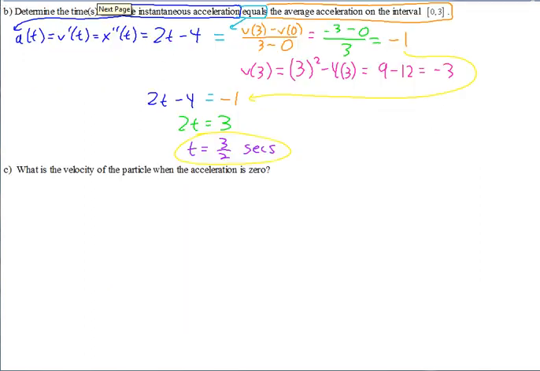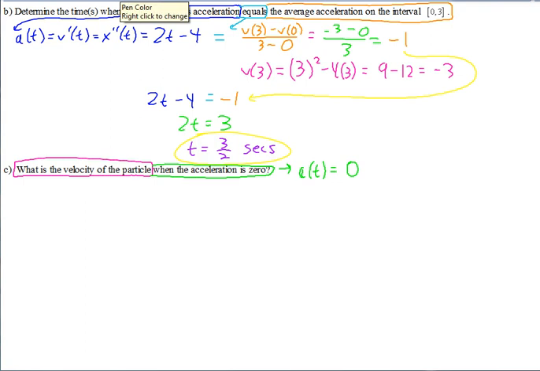Now, let's take a look at what is the velocity of the particle when the acceleration is 0. So this is another one of those 2-part questions. We want to know the velocity of the particle specifically when the acceleration is 0. So the first thing we need to know is when the acceleration is 0. Let's set the acceleration function equal to 0. That's 2t minus 4, we got it right here. So when is that equal to 0? Well, I can add over the 4, you get 2t equals 4, divide by 2. So the acceleration equals 0 at time 2, 2 seconds.